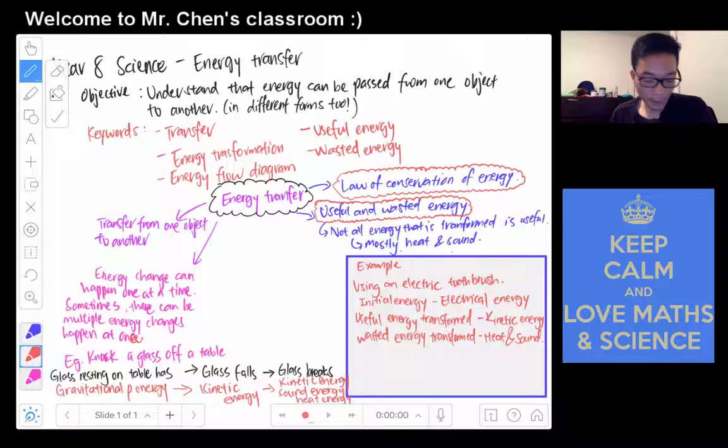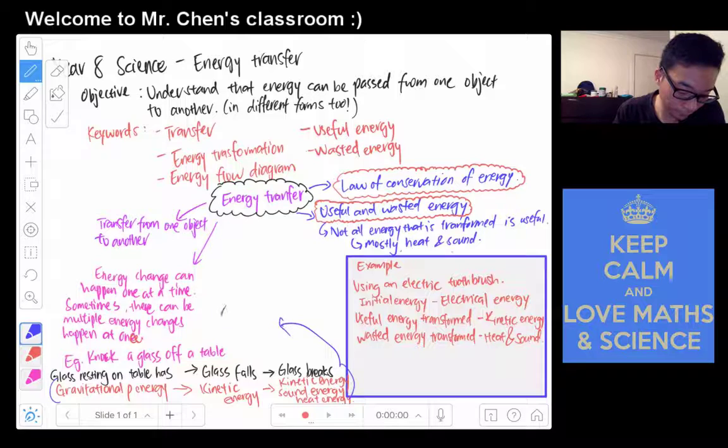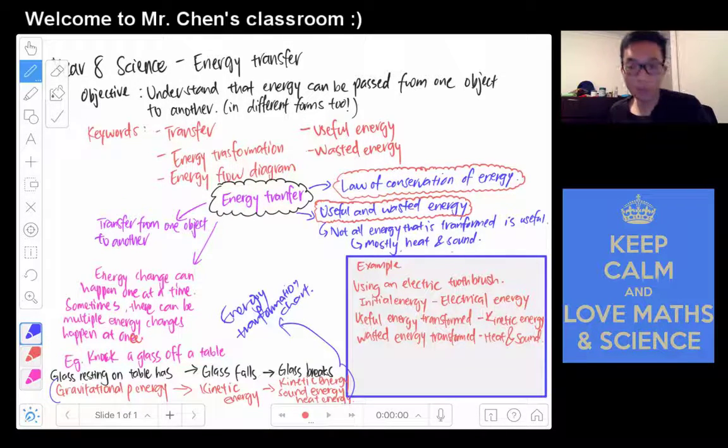So from here to here, this section is what I call the energy transformation chart. So here you go. This is the first part of the lesson, and the second part of the lesson is we're going to talk about the useful and wasted energy.